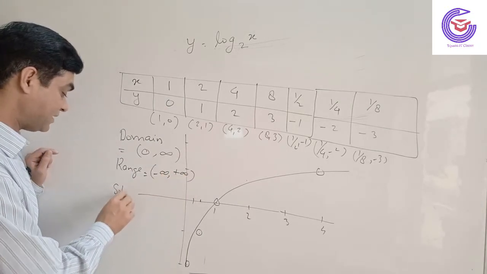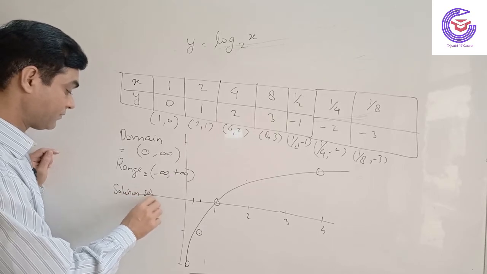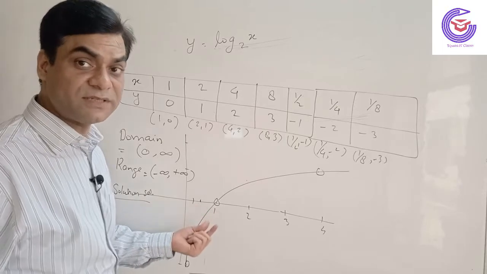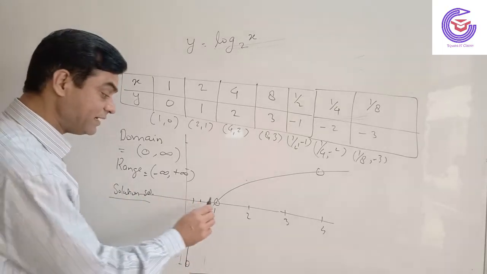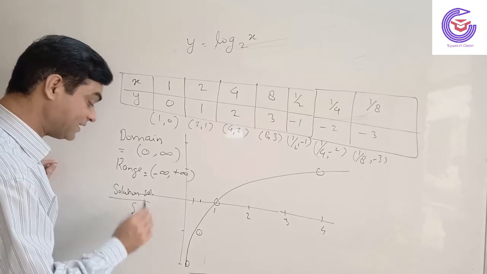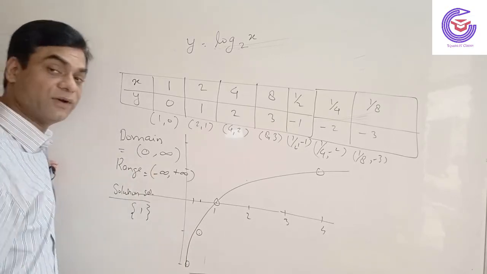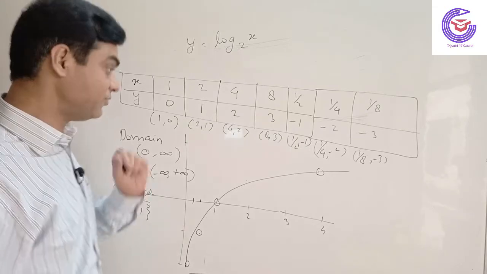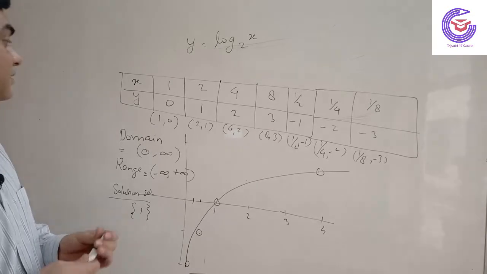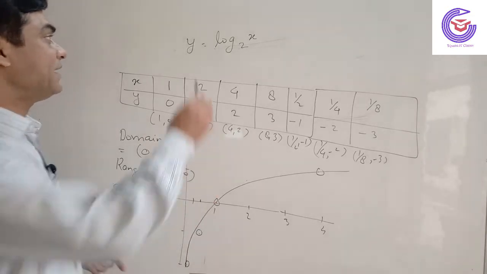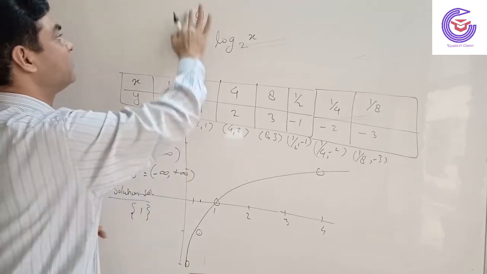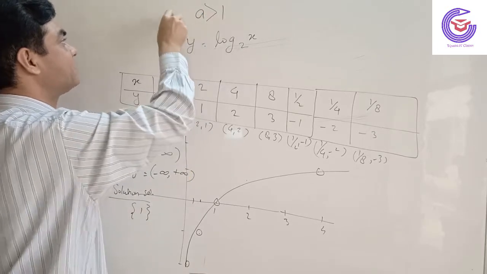And what is the solution set? The solution set is the value of x when y becomes 0. Here you get only one value: when x is 1, you get y as 0. So your solution set is just a singleton set. Log 1 is 0 when x is equal to 1. This is the first case, when a is greater than 1.